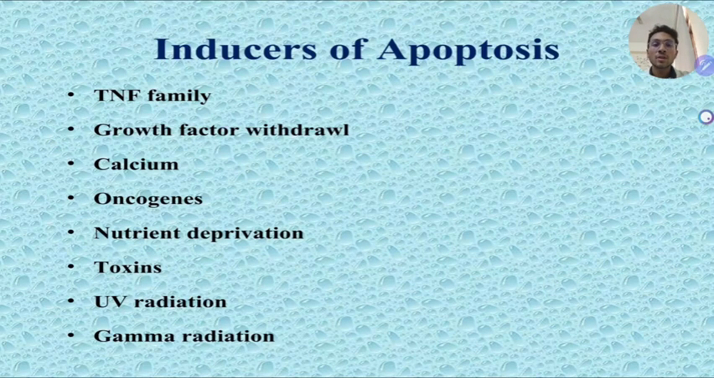Now we will discuss the common inducers of apoptosis, which include the TNF family, whose full form is the tumor necrosis factor family, growth factor withdrawal, calcium, oncogenes. Oncogenes are the cancer-causing agents. Nutrient deprivation, toxins, UV radiation, and gamma radiation are some common inducers of apoptosis.